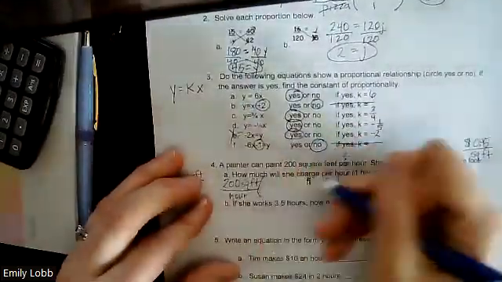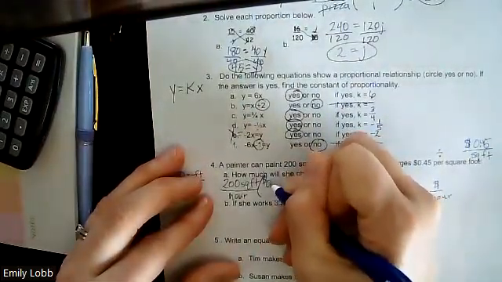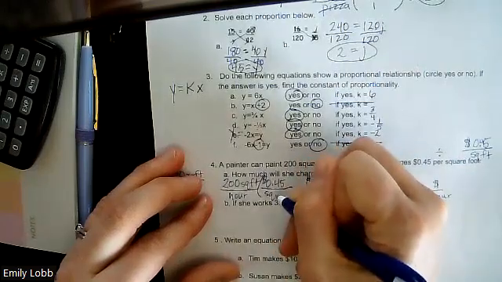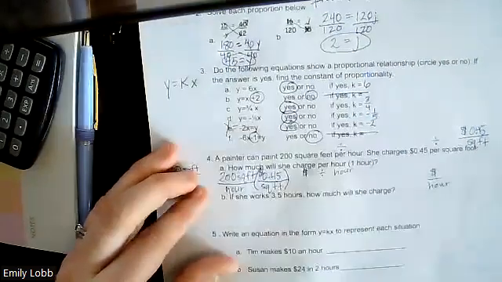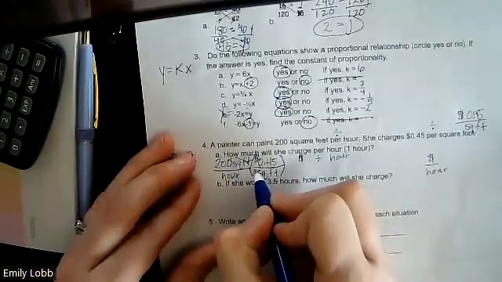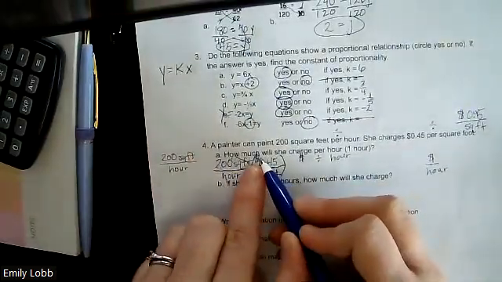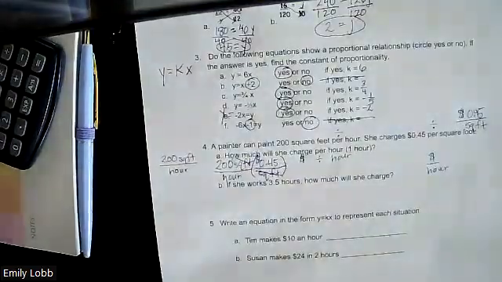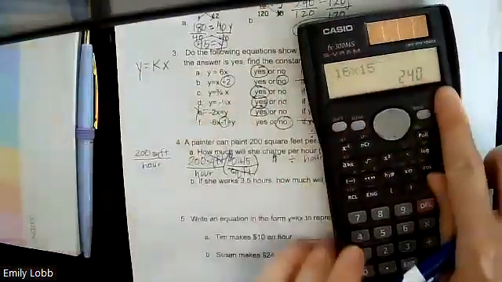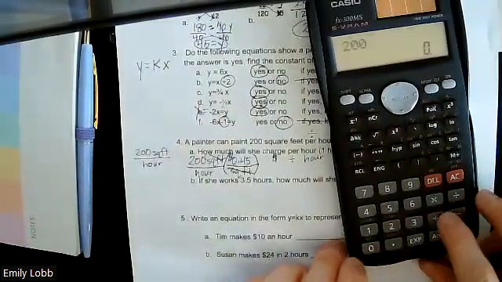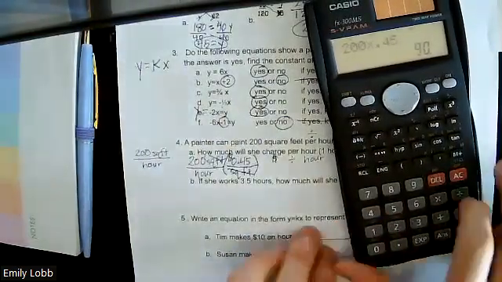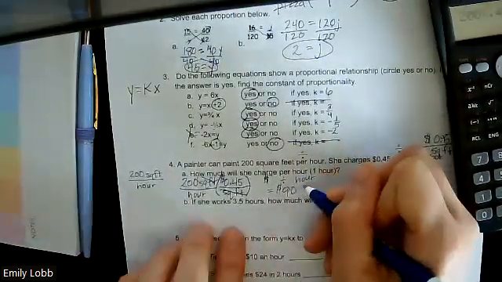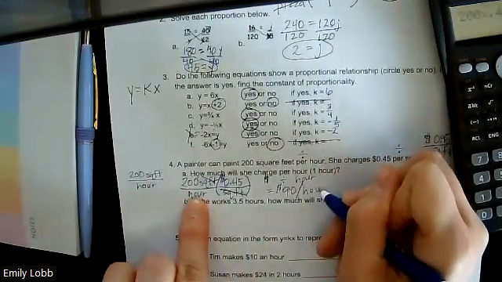And if I multiply by this, I have 45 cents per square foot. What cancels out? Square feet, right? And we're left with dollars per hour. So that should work. So 200 times 45 cents is $90. $90 per hour is on the bottom.